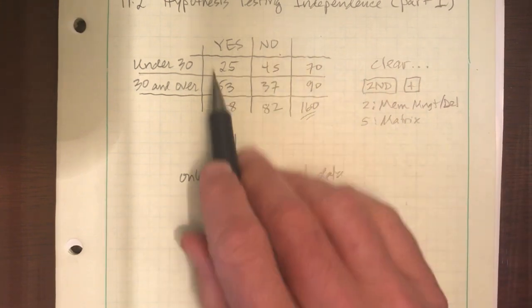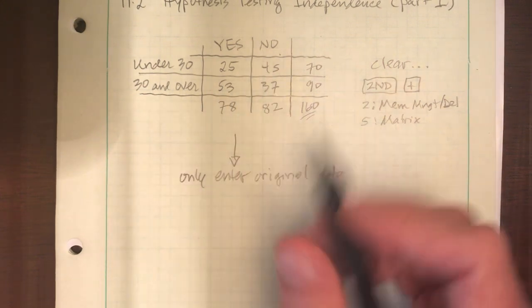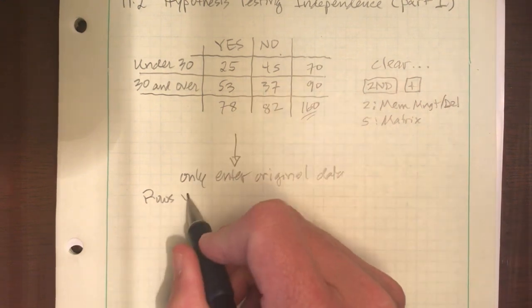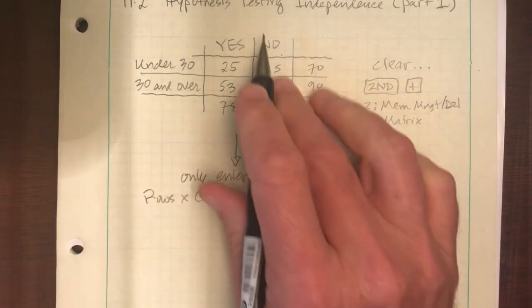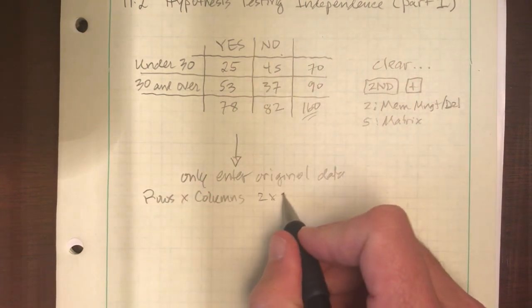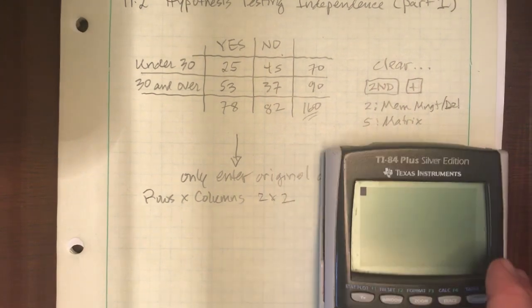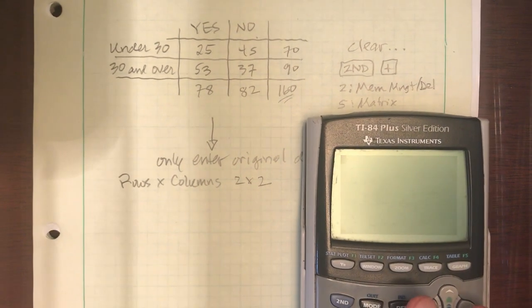Another thing about these two-way tables is they're always defined by their size, rows versus columns. So if you ask what size table this is, rows by columns, there's 2 rows and 2 columns. So we need to tell our calculator that as well. So here's how we get there. So back to our calculator. How do I get to the matrix feature of our calculator?